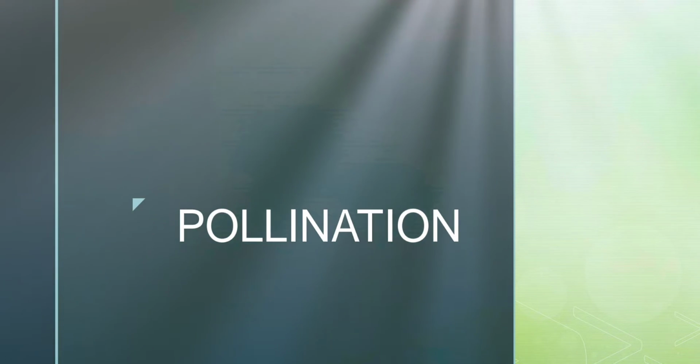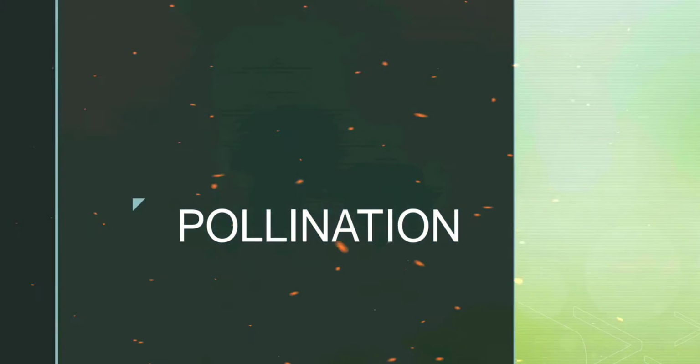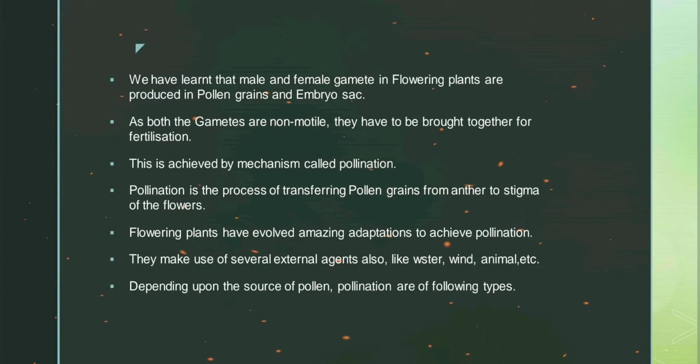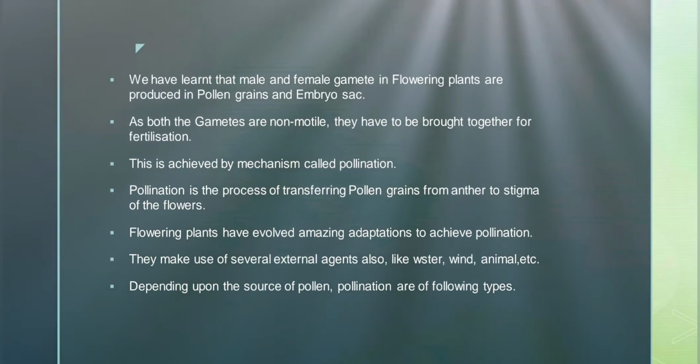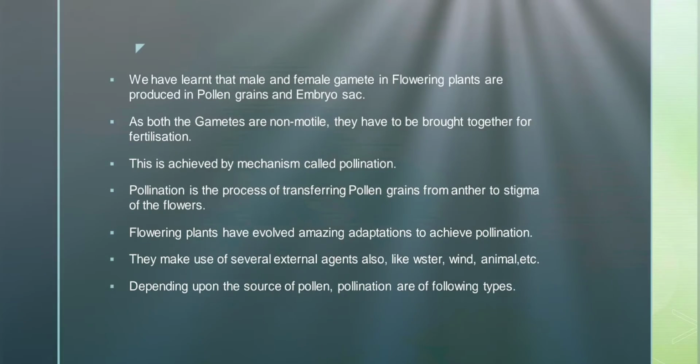Good morning students. Today's topic is pollination. As we have learnt in the previous sections, the male and female gametes in flowering plants are produced in the pollen grain and embryo sac respectively. That is, the pollen grain produces the male gamete from the generative cell, and the embryo sac produces the female gamete.